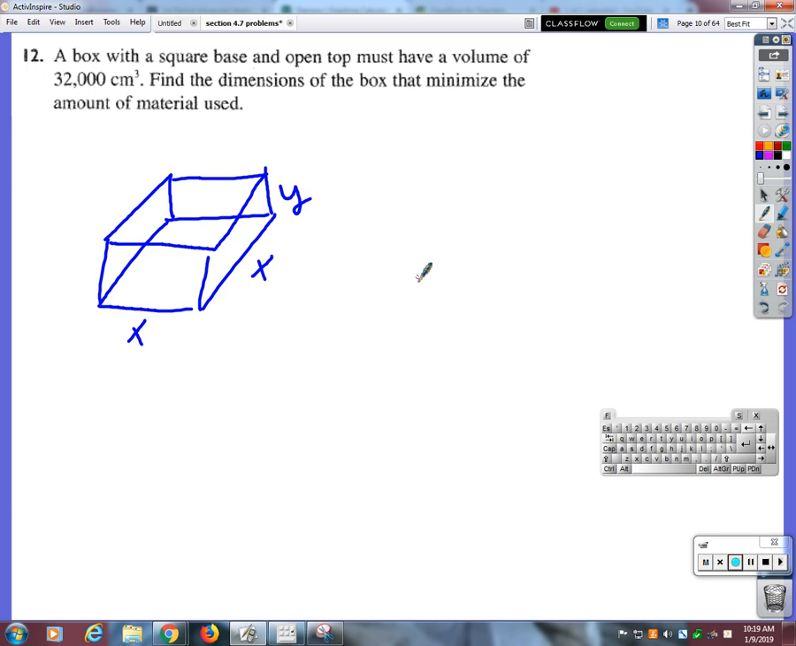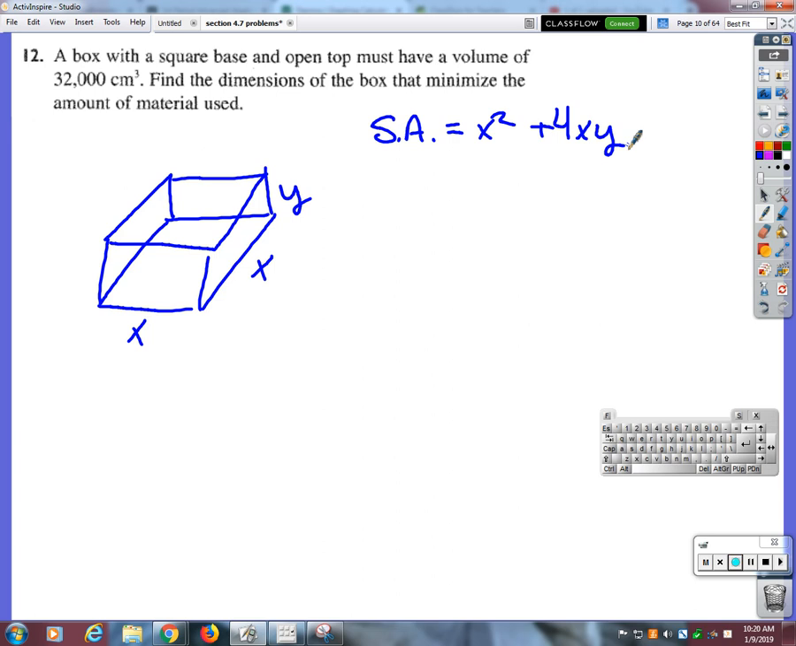What would be the amount of material in this case? Right, the surface area. And remember that it's an open top box. What's the area of the bottom? x squared. What's the area of one of the sides? And how many sides are there? 4, because it's got no top. So x squared plus 4xy is the surface area of the box.